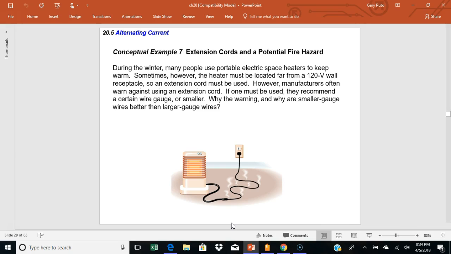We talked about the lawnmower cord. So why are smaller gauge wires better than larger gauge wires? Very, very simple. Less resistance. The core is not going to heat up. Tons and tons of house fires are caused by extension cords overheating. So please use what the manufacturer represents for a wire gauge in the extension cord.